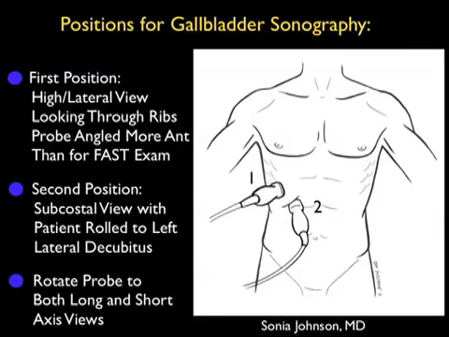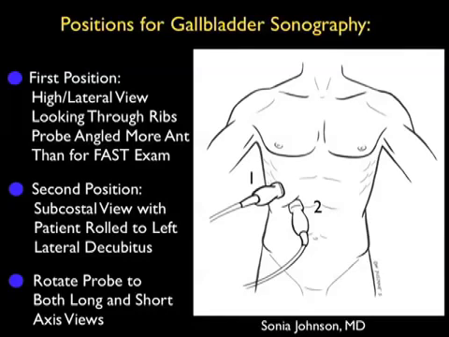gallbladder. The second position is known as the subcostal view, as shown in probe position 2 here, and it's best to roll the patient into the left lateral decubitus position so that the gallbladder is closer to the probe. From the subcostal position, we can push down directly on the gallbladder to elicit the sonographic Murphy's sign.